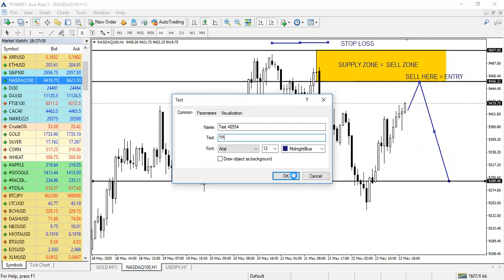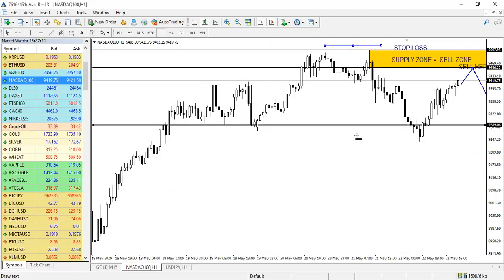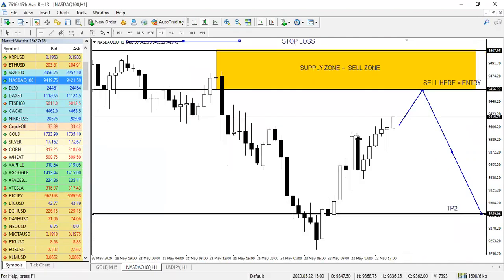Okay, and this can be this level here. This level here can be your TP1. This can be your TP1. Okay, that's going to be a TP1. So that's what I'm looking at in terms of your Nasdaq.